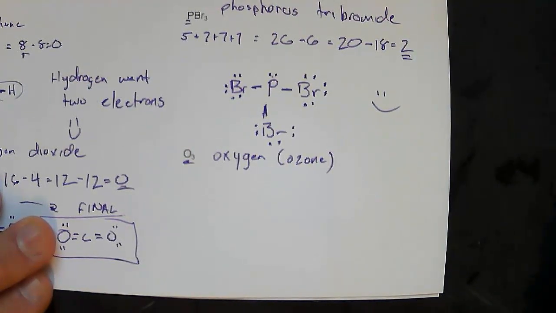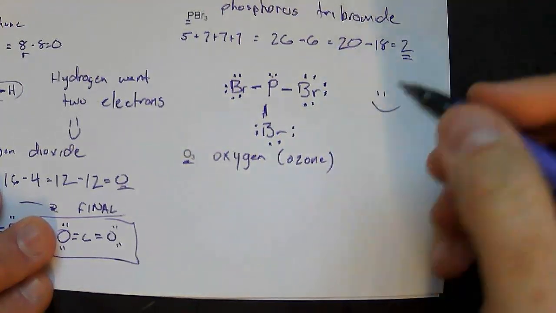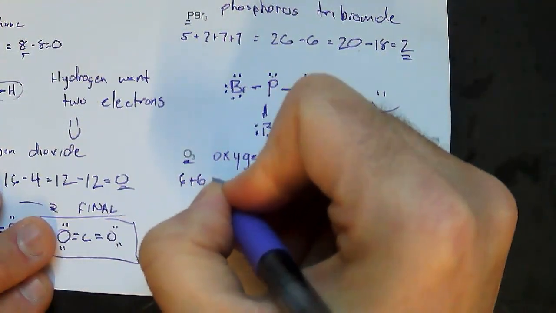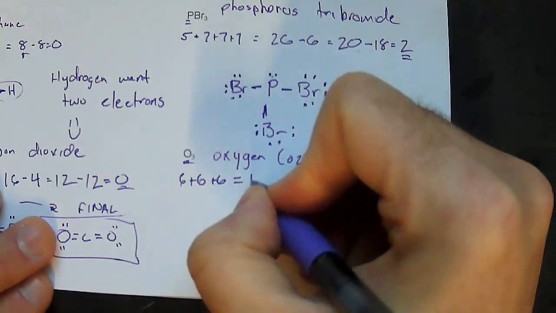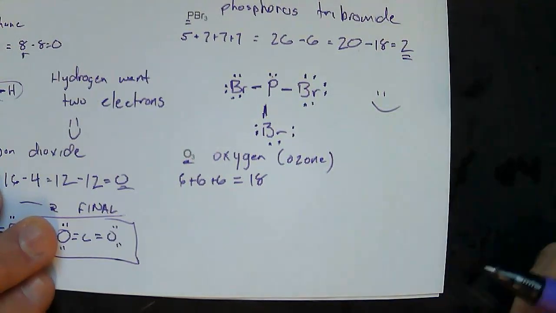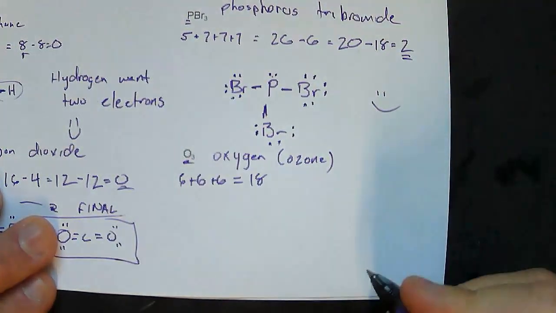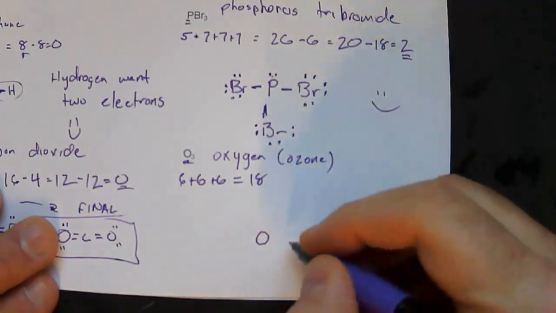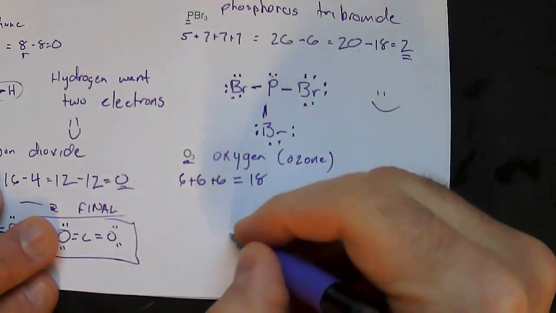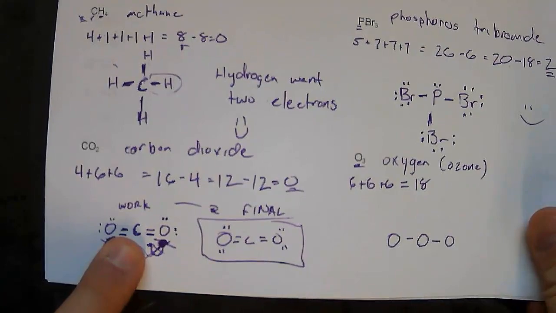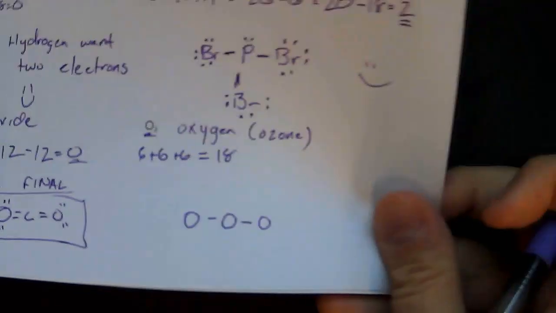So when it comes time to draw our skeleton structure, what are we going to do? Well, let's first count the valence electrons. We have 3 oxygens, so it's 6 plus 6 plus 6. That's going to be 18 valence electrons. We only have one choice of a central atom, so we're going to put oxygen in the middle and connect it to the 2 other oxygens. It's going to look similar to what we did with carbon dioxide to start with.